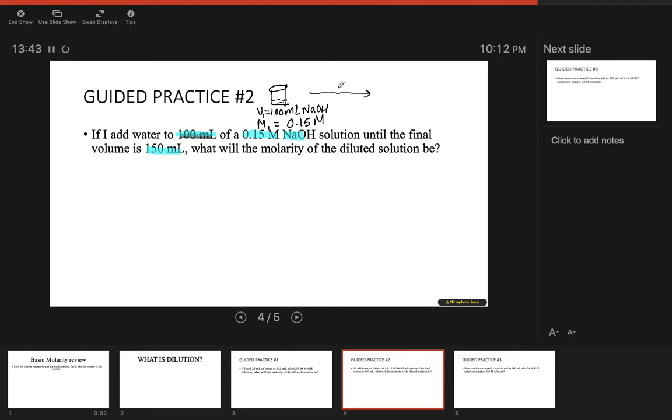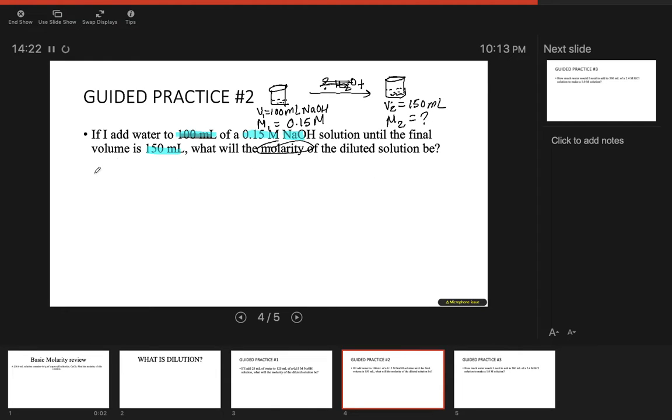Now, they're asking me how much water should I add to make that same solution. Or not how much water, but cross that out. It's not asking how much water. We know the volume. The final volume is 150 milliliters. They want us to find the molarity of the solution, so M2, right?